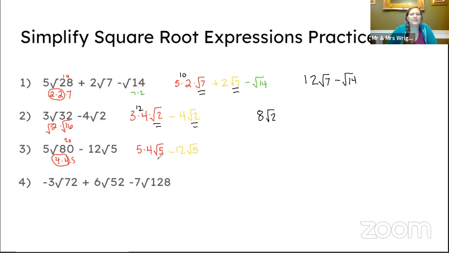So now I need to identify the like terms. It's really easy when there's only 2 terms and they're exactly the same. It's easy to identify the like terms. All right, so 5 times 4 is 20, minus 12 is 8 again, 8 radical 5.